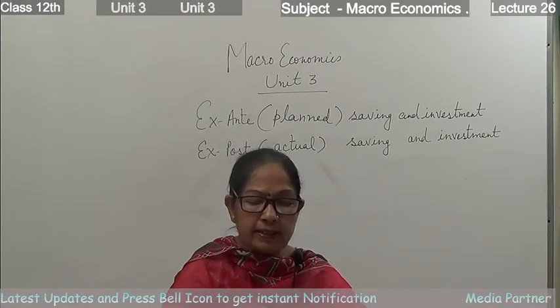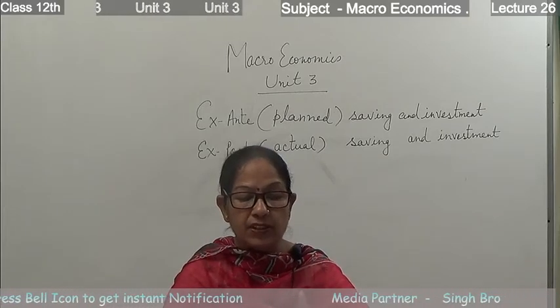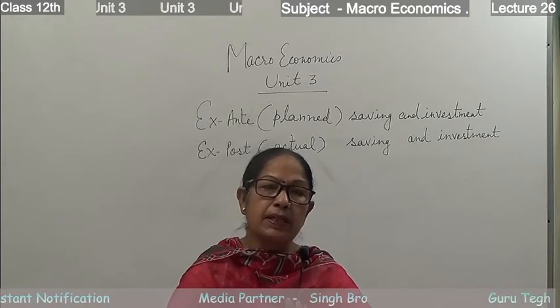And what is aggregate supply? It refers to the value of total output available for purchase in the economy during a given period. Aggregate supply is represented by national income.